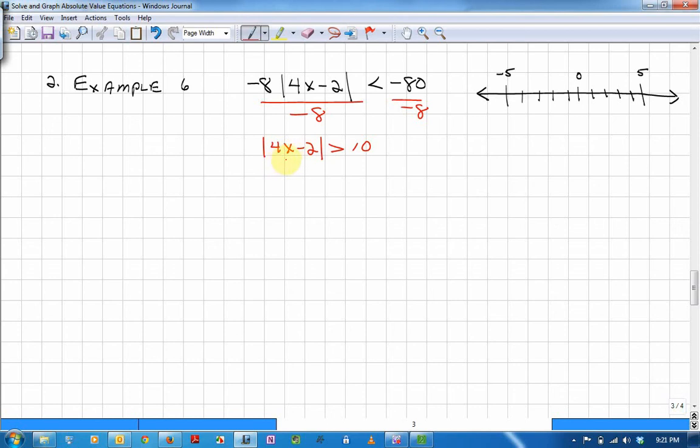So one of my solutions is simply going to be, when it comes out positive, 4x minus 2 is greater than 10. And the other will be when it's negative, so the negative of 4x minus 2 is greater than 10. And look at the direction of the inequality here after the absolute value is isolated, so there's nothing added or subtracted to it. It's a greater than sign, so this is going to be an OR.